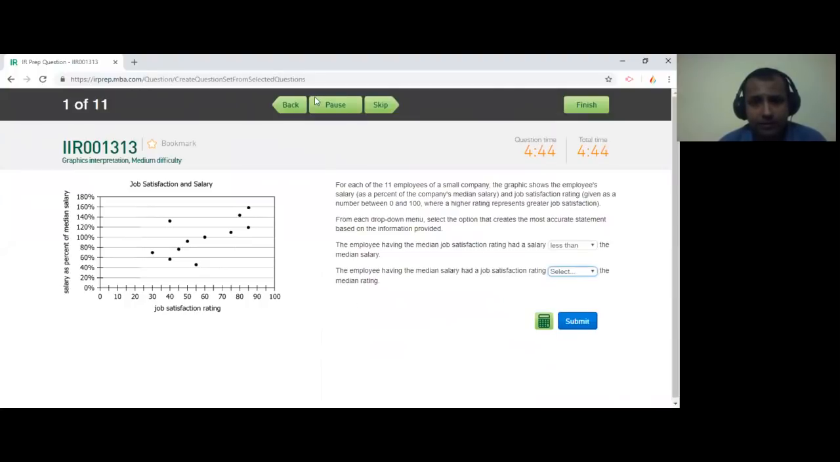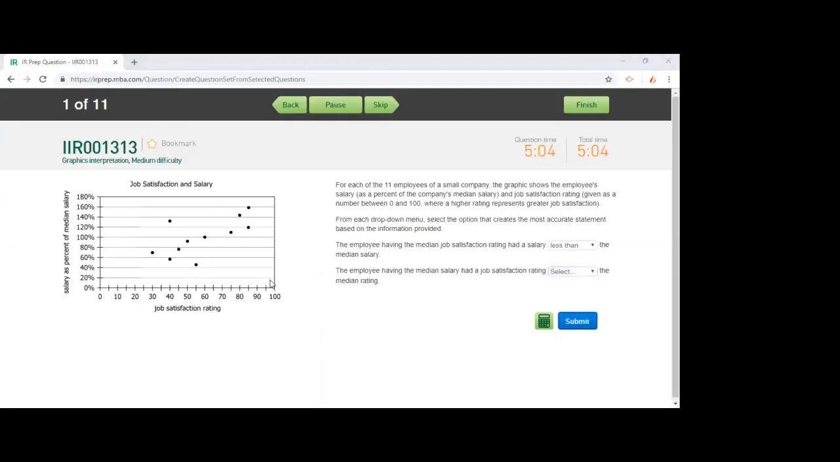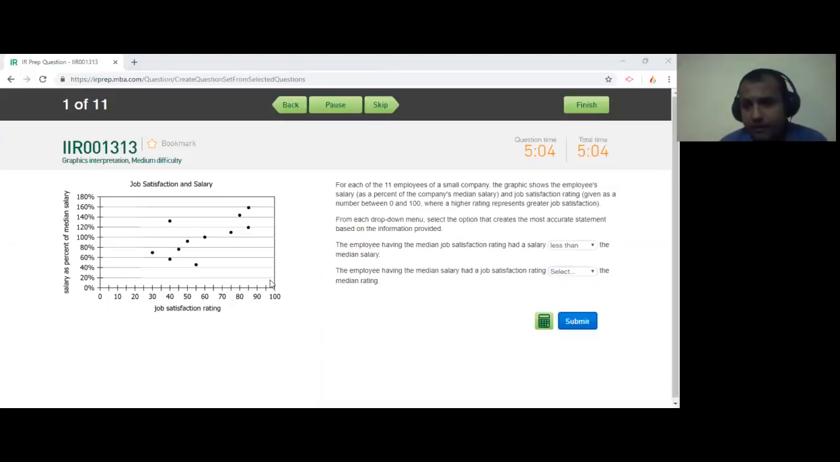Yet to hear from anyone as such on the problem analysis. Okay, Jesh Kiran, less than, greater than, fine. Abhay is saying median JS is equal to less than median salary. Okay, fine. Abhay, do you want to explain to everyone?